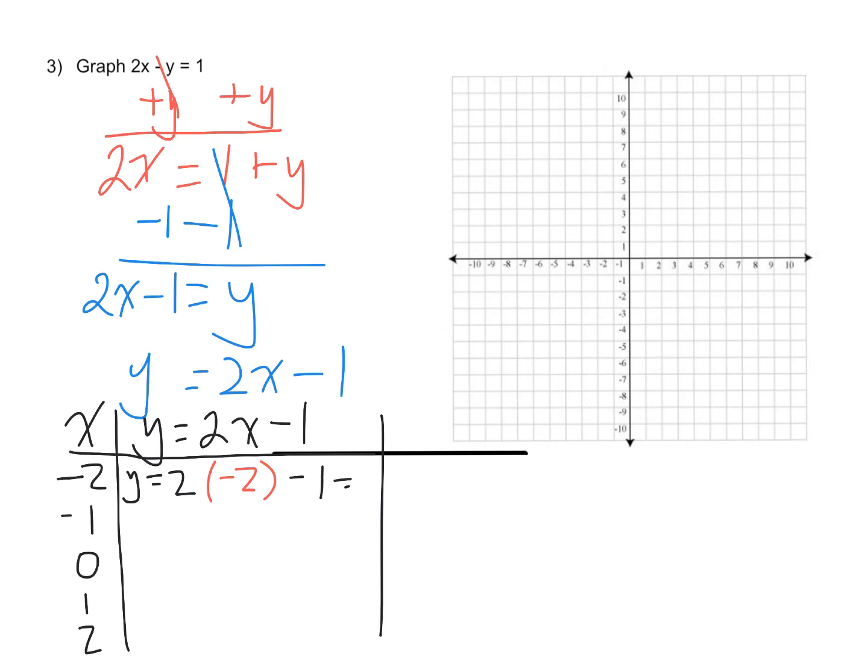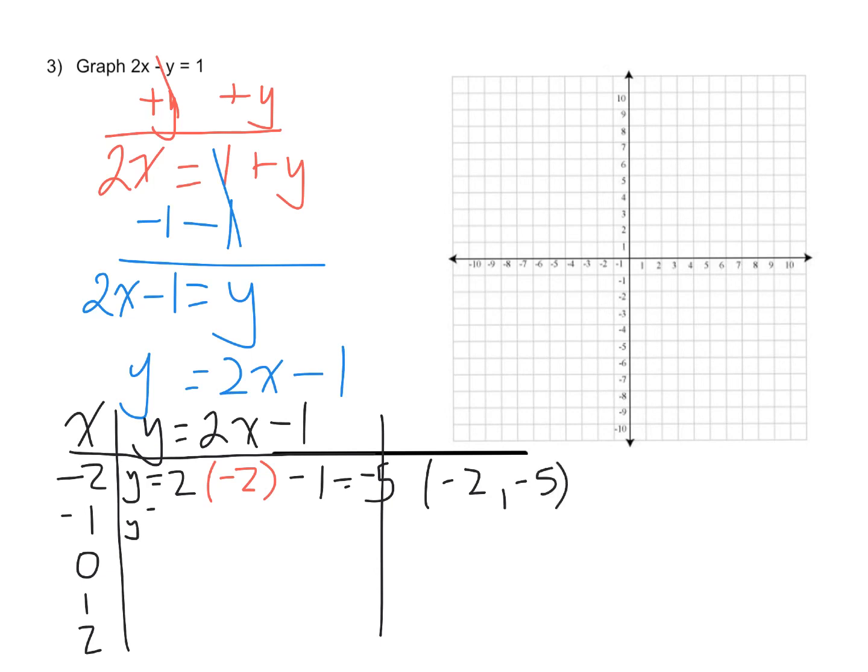Negative 2 times 2 is negative 4. Negative 4 minus 1 is negative 5. Barely fits. So that's good. I put those two together to make my ordered pair. So that is what I have to put together next to get everything to look good, so I'll write negative 2 comma negative 5. I'll plot that after.